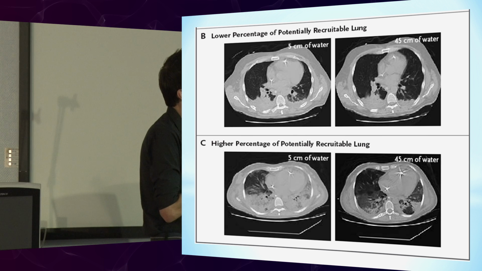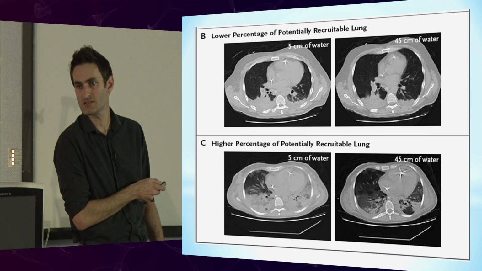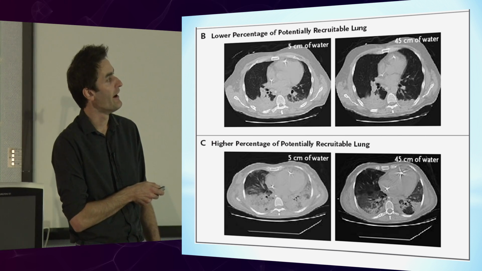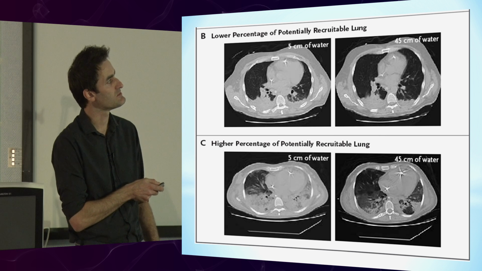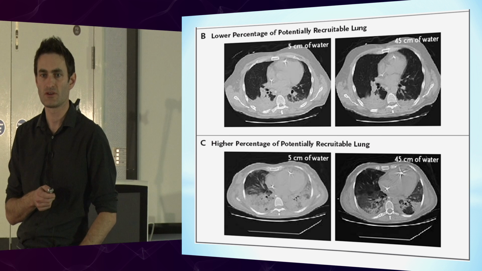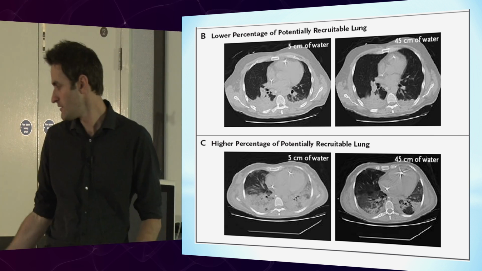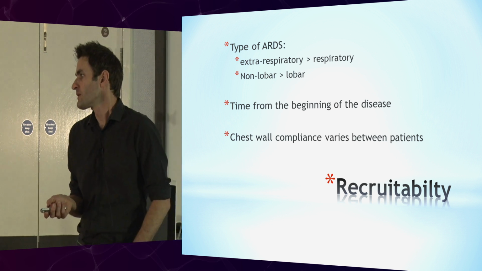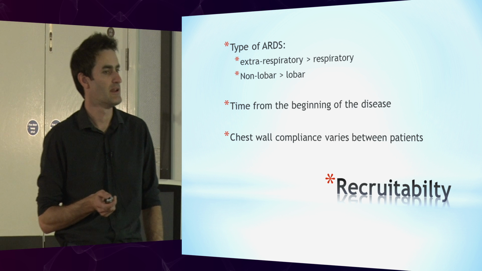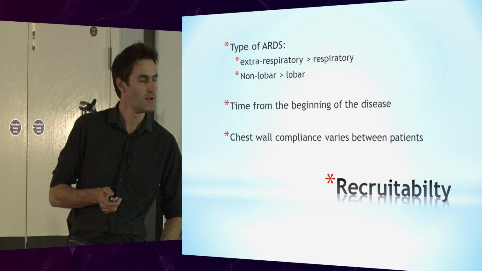Starting off here, at 5 centimetres of water, again, we've got our collapsed, consolidated, mucky area of lung at the bases here. At 45 centimetres of water here, not a lot of difference. This is really important, okay? So not all ARDS lung is recruitable. There's been lots of work to try to explain this, and I think it's fair to say that this still isn't fully understood.